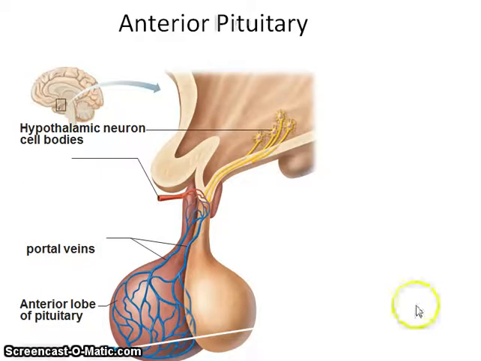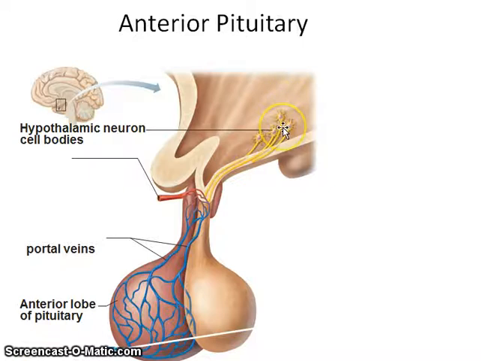Next stop is the anterior pituitary. So the anatomical relationship between the anterior pituitary and the hypothalamus is different. The neurons in the hypothalamus, in the case of the anterior pituitary, stop before they reach the anterior pituitary. And where they end is a capillary bed that serves portal veins that then empty into the anterior pituitary.